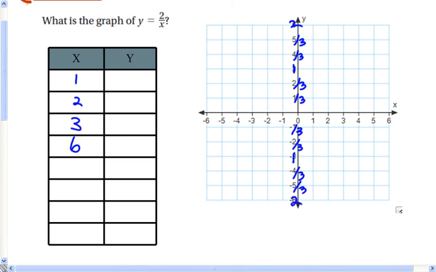It's -2 there. All right. So if I take 2 divided by 1, I get 2. If I do 2 divided by 2, I get 1. If I do 2 divided by 3, I get 2 thirds. And 2 divided by 6 is 1 third.